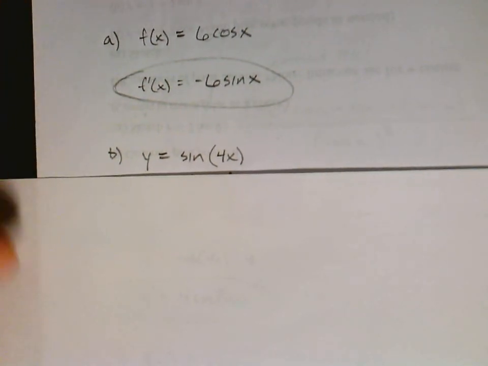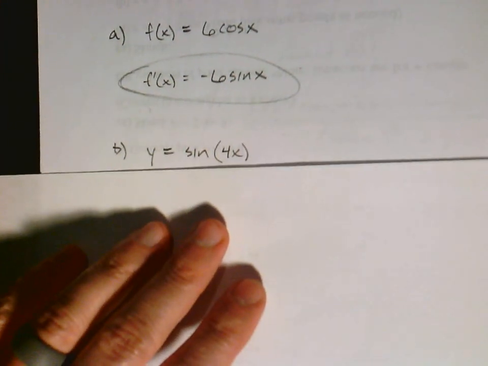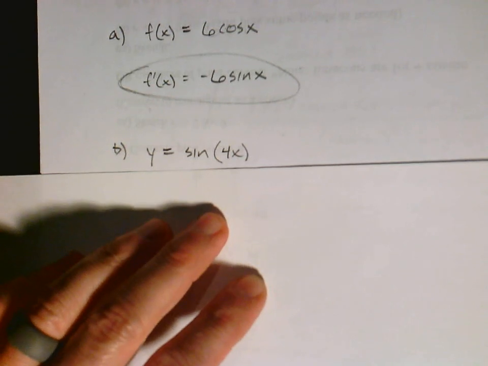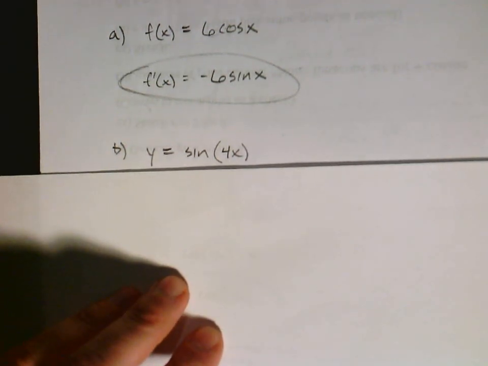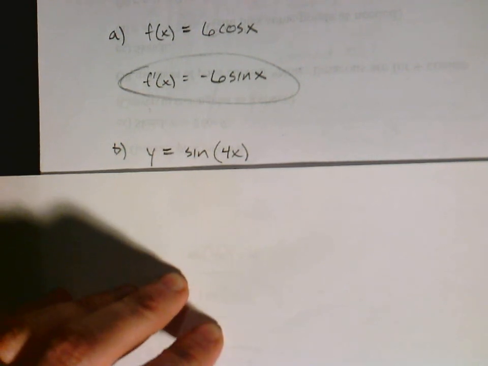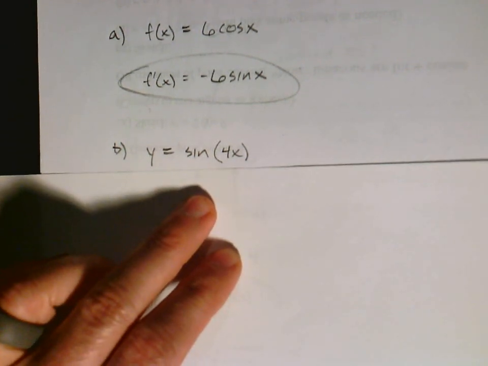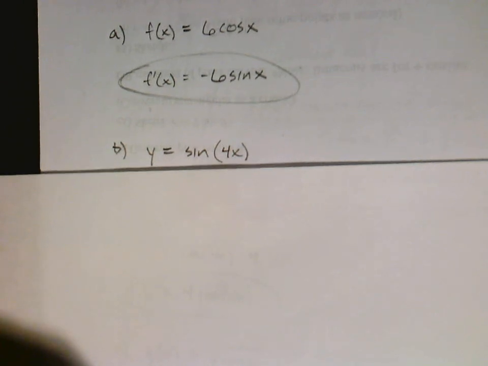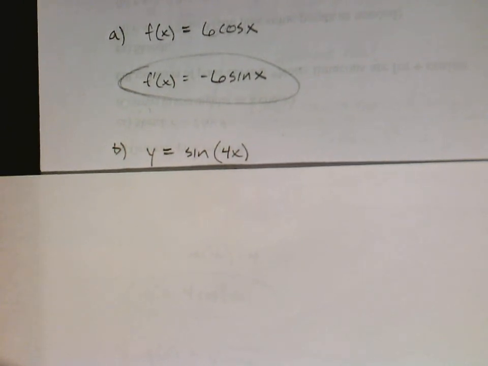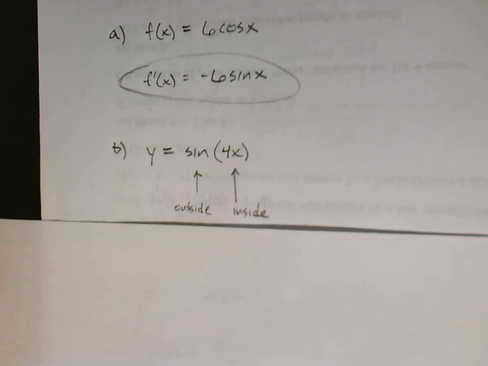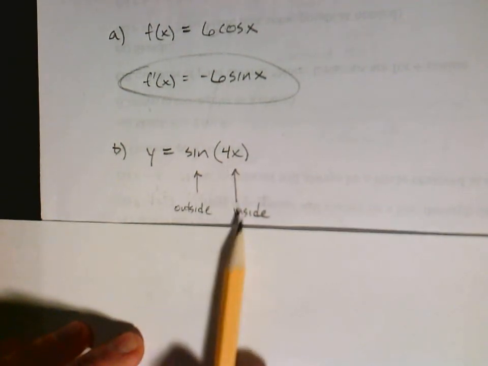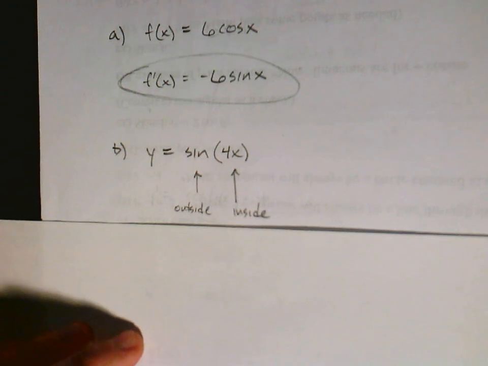How about y equals the sine of 4x? Now you can tell that we've got a chain rule, right? You may have learned it by thinking of the outside function and the inside function. That's the way I learned it. That's the way I always teach it. If you were to label those, of course, what's in the parentheses is the inside, so that means the sine is the outside.